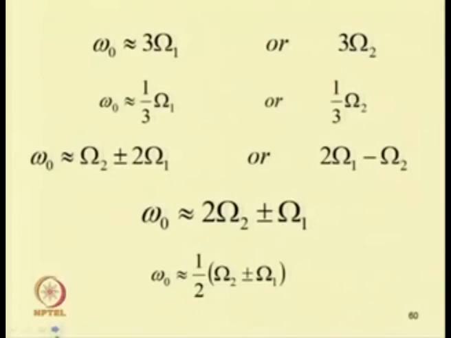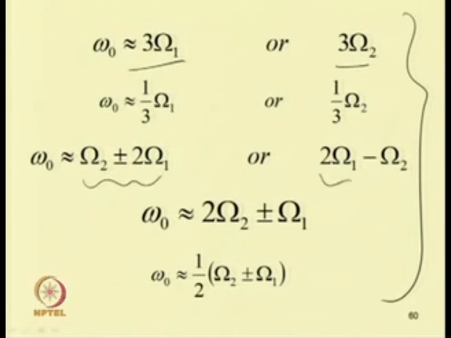Taking these two conditions, one can see that in this two-frequency excitation one can have these different types of resonance condition. That means, omega 0 nearly equal to 3 omega 1 or 3 omega 2, we can get this response. Similarly, omega 0 equal to 1/3 omega 1. So, one case is the super harmonic resonance, the other case is the subharmonic resonance condition, and these lead to the combination resonance of the system. So, we can have primary resonance or combination resonance of the system.